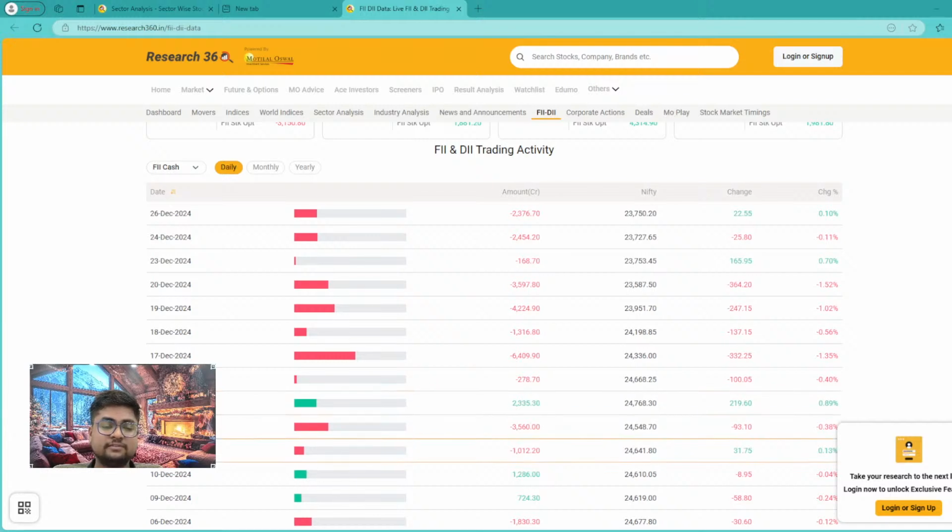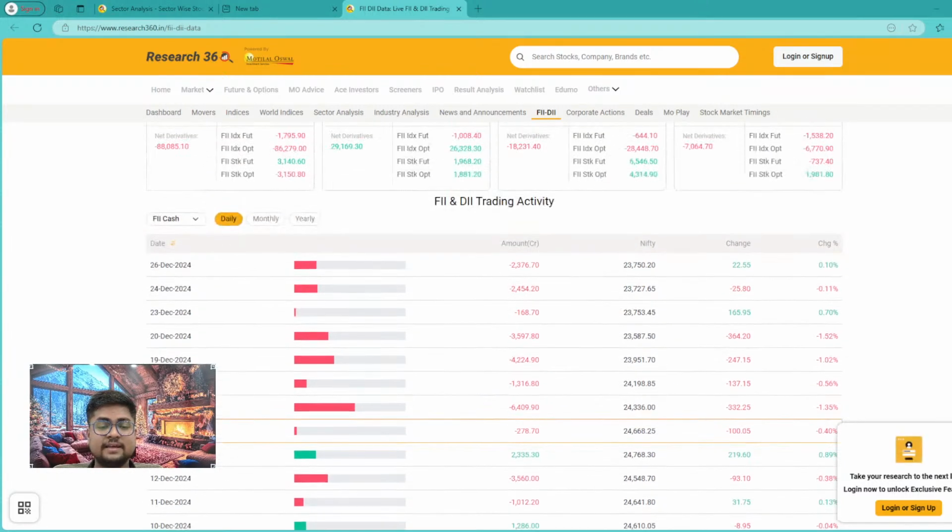Just look from the 10th of December also. From the 11th of December, FII has been consistently selling in our market. FII has a major role, a major investment in our market, and has been consistently selling. Only on the 13th of December did FII maintain a positive position.